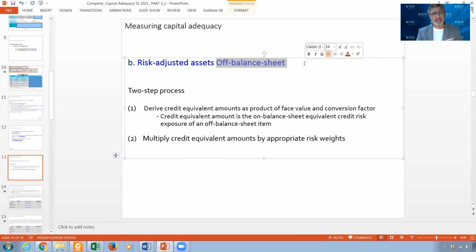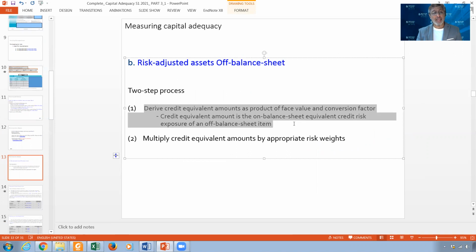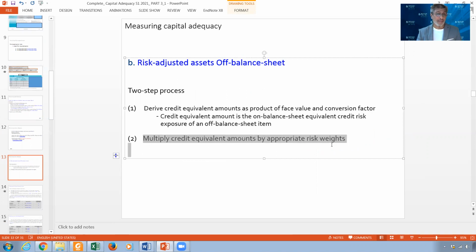Off-balance sheet is a little bit, actually not complicated, but it has to go through two steps. The first step, you have to use table 3 and 4 to get the equivalent. And then after the equivalent, you have to see the rating of the counterparty, and you multiply it by the credit weights in table 5. So here you have to use table 3 and 4. And here you have to use, of course, table 5.